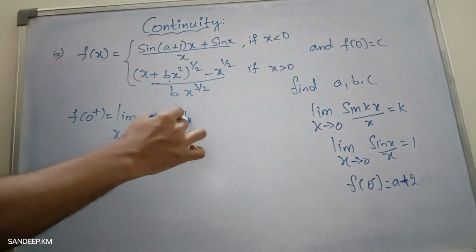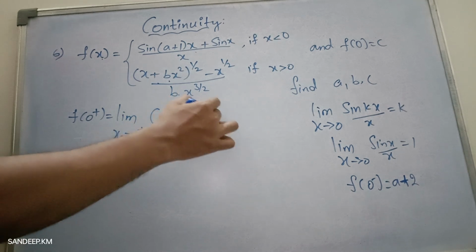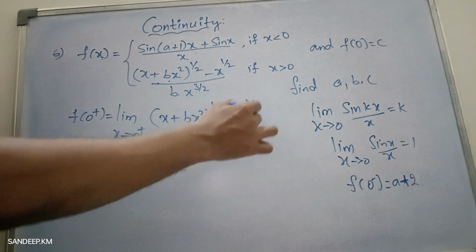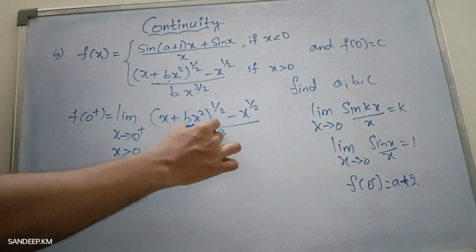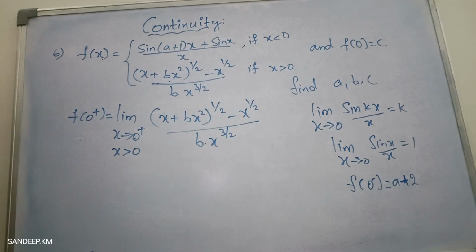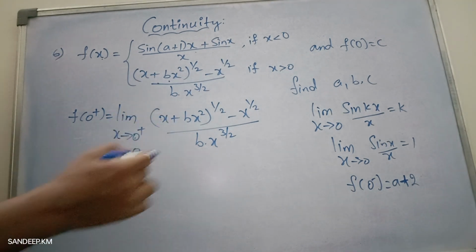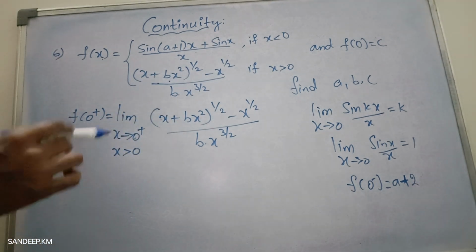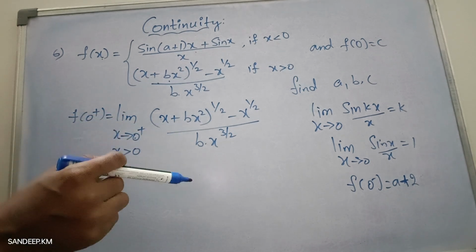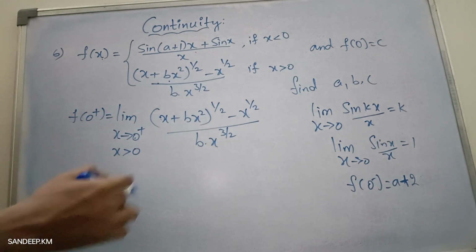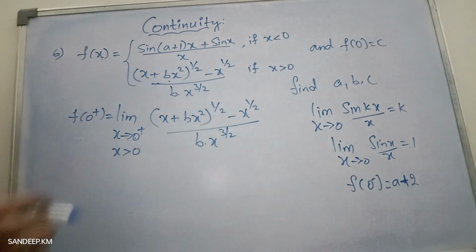What is it? (x plus bx square) whole power 1 by 2 minus x power 1 by 2, whole divided by b into x power 3 by 2. Dear students, already we have discussed these models in the limits chapter, in the video on limits using standard formulas. Please check it out in case you are confused about how to find these kinds of limits.